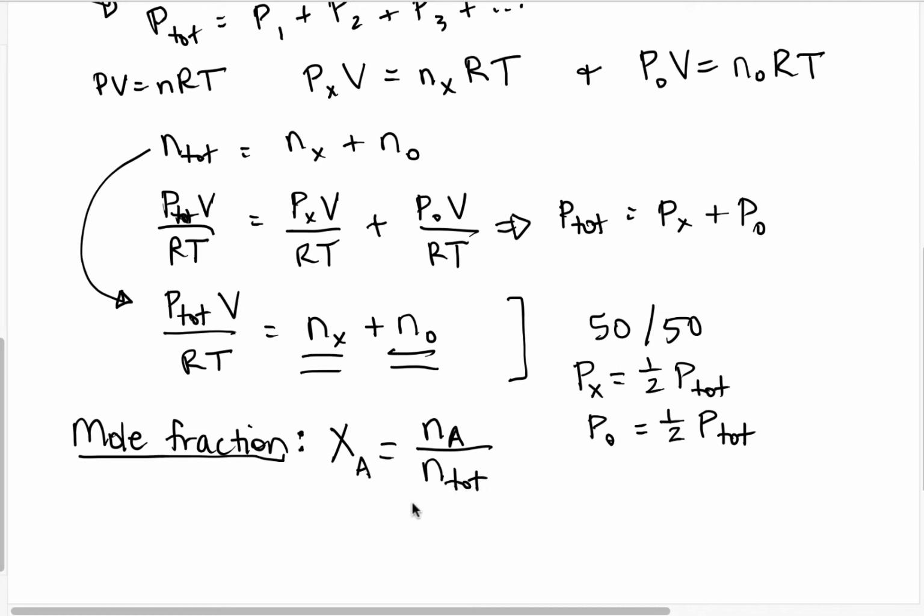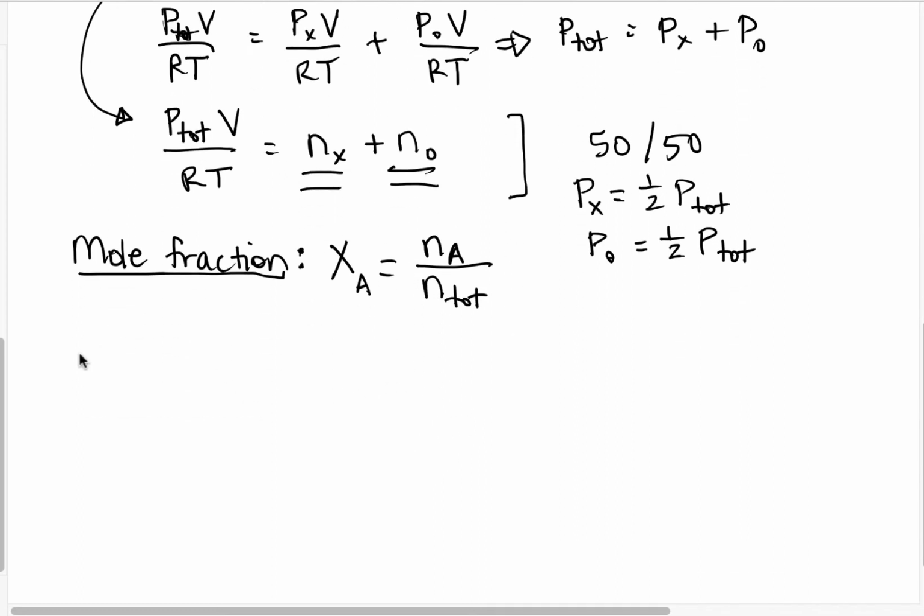So let's do an example problem and actually see how this works. So here's our system. We have a gaseous system at a pressure of 3.29 bar. This is a total pressure.